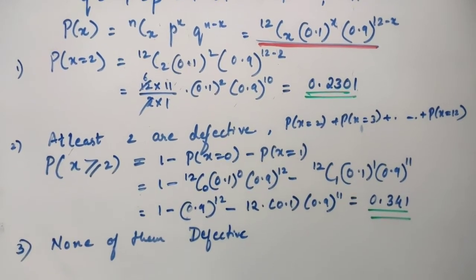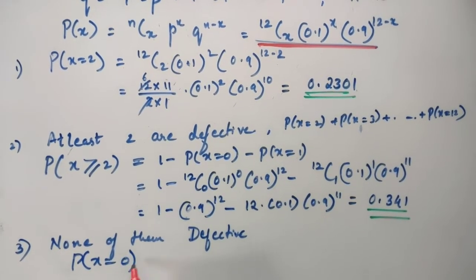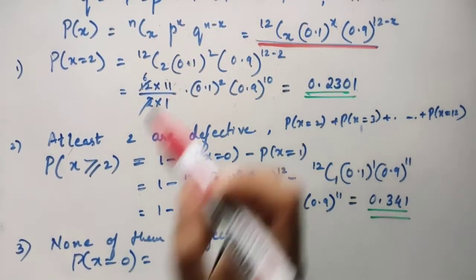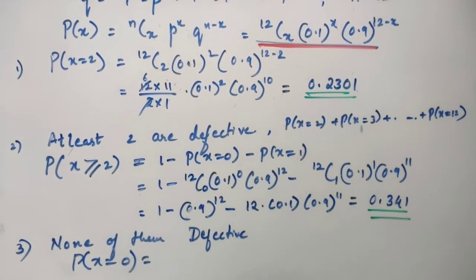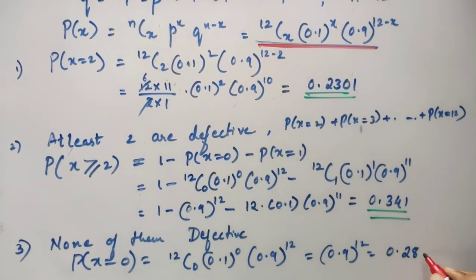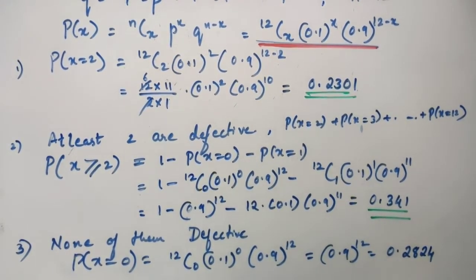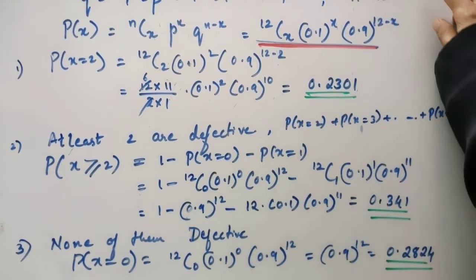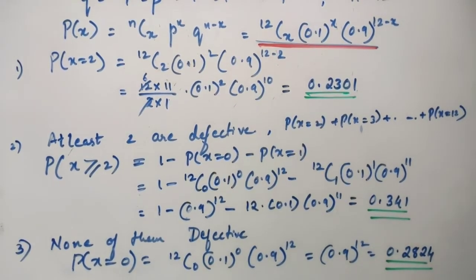Now none of them are defective. None of them defective means P of x is equal to 0. None of the pens is defective. So we have considered p as the probability of defective pen. So P of x equal to 0 means, we have already evaluated it, 12C0, 0.1 raised to 0 and 0.9 to the power 12 minus 0, which is 12. So it will be 0.9 to the power 12 and its value is 0.2824. Evaluate in your calci. So this is the final answer for your last term, that is none of them are defective. I hope you have understood this problem.